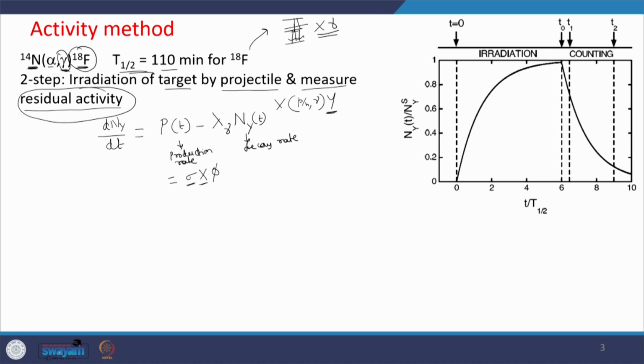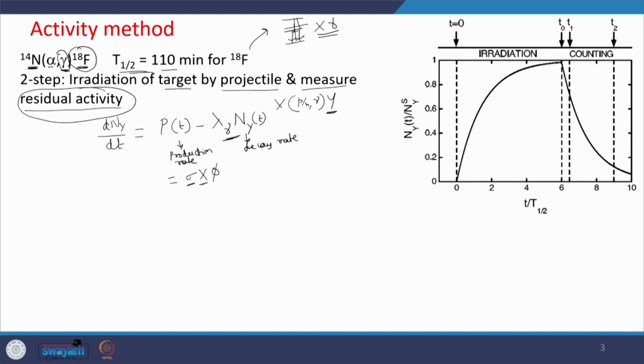The product of these three quantities gives us information about the production rate. And decay is happening anyway, and it is very simple to understand, because the moment of irradiation, target nuclei get activated and produce the residual nuclei, which immediately decay as per the half life. So, you need to consider both of them.